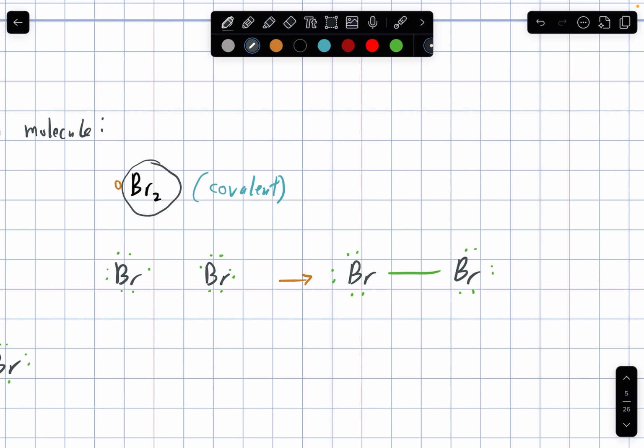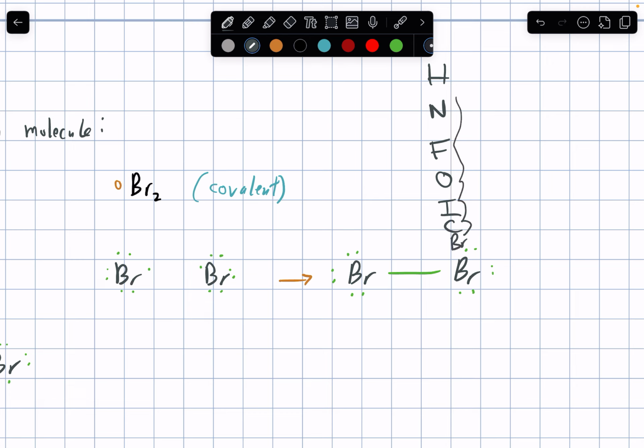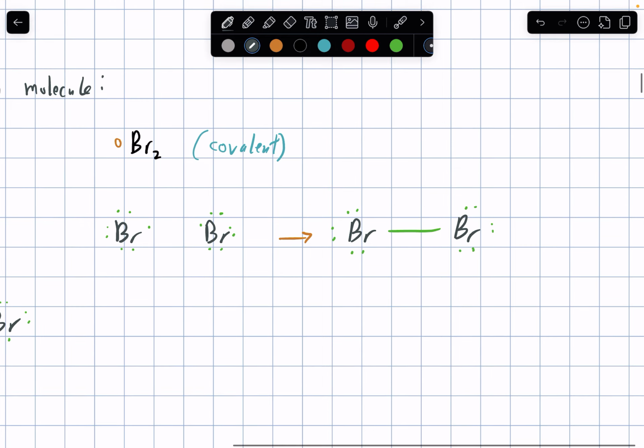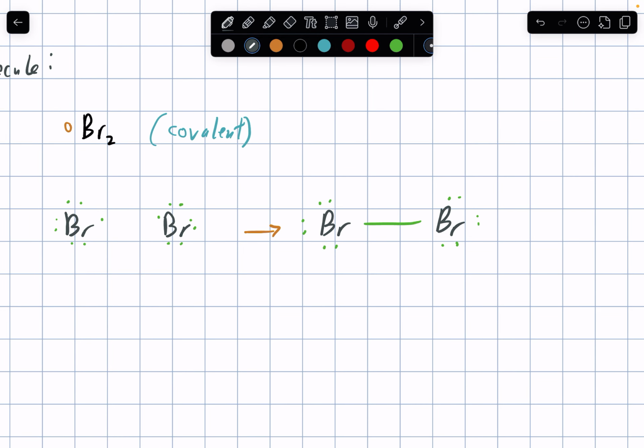How about for Br2? I think bromine is also one of the diatomic molecules. Have no fear of ice cold beer. 1, 2, 3, 4, 5, 6. 1, 2, 3, 4, 5, 6, 7. Yeah, 7. Have no fear of ice cold beer. I think that's how you remember the diatomic molecules, if I recall correctly. But essentially, 7 valence electrons each. You just merge, make a single bond from this to this.